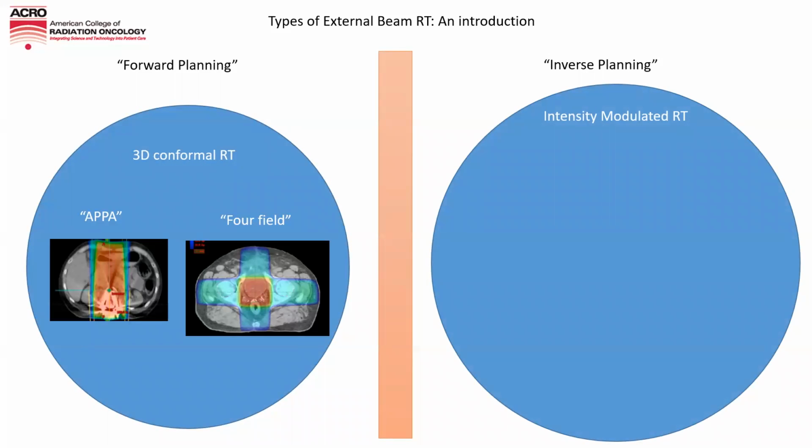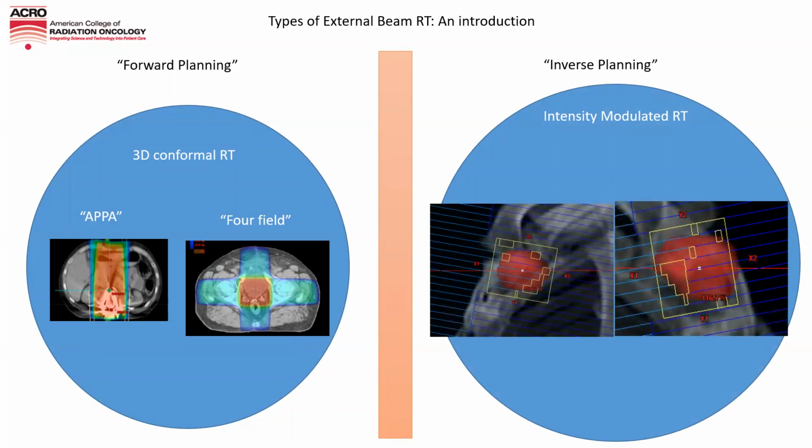The most common example of inverse planning is intensity modulated radiation, often called IMRT. Here you can see that the computer algorithm shapes the beam in a way that no human would. This is possible because there are usually many more beams than 3D conformal radiation, usually at least 5 or 7, or often a continuous arc where the collimators are constantly moving throughout the treatment. This allows the dose to be more tightly shaped around the target.